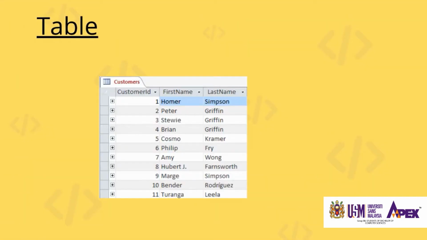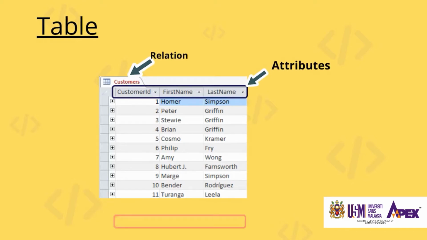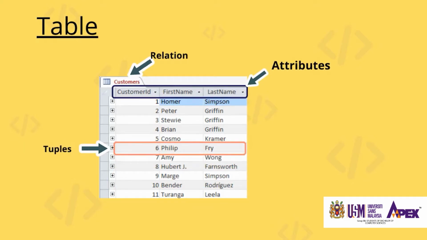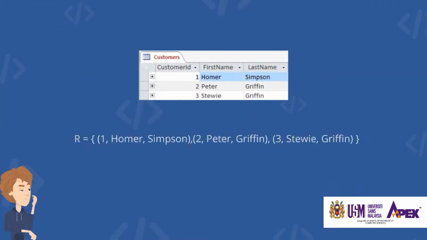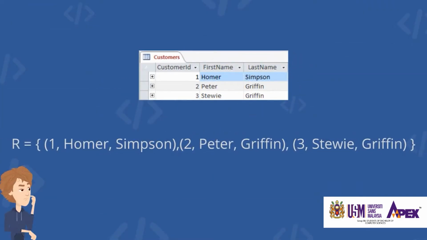Table. A table is also known as a relation. For this example, below is a table called customers, or a relation called customers. In this relation or table, it has attributes which are customer ID, first name and last name, and it has their own records, or we call them tuples. For this example, we have a database of customers whose records are represented as 3 tuples with the fields customer ID, first name and last name. We can rewrite it like this.